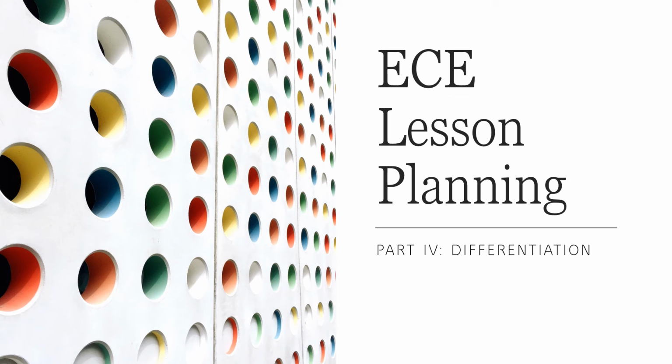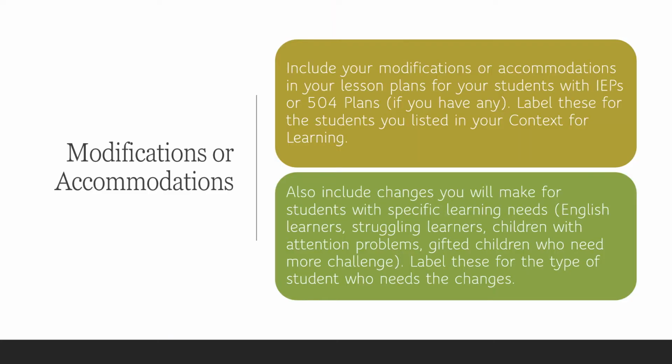This video is on early childhood lesson planning, part 4 on differentiation. Let's talk about modifications or accommodations. You're going to want to include any modifications or accommodations in your lesson plans for your students with IEPs or 504 plans, if you have any in your class. Label these for the students that you listed in your context for learning.